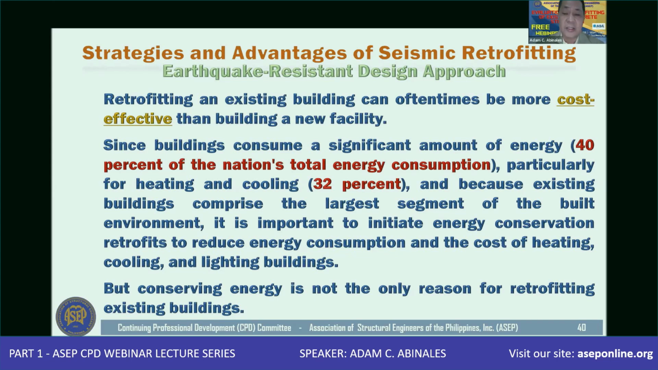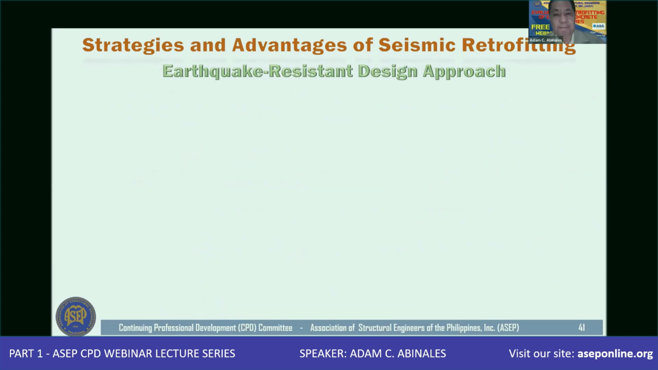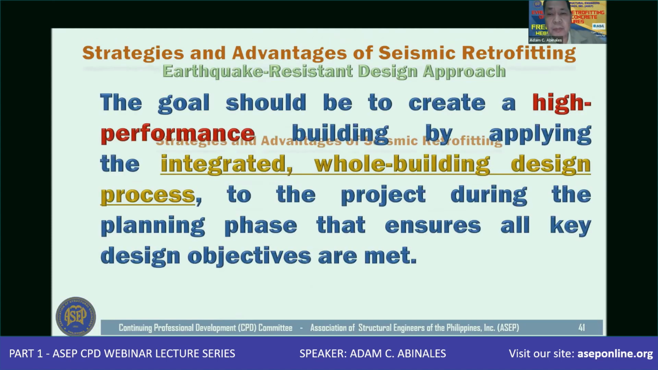But conserving energy is not the only reason for retrofitting existing buildings. Again, you have to consider the main aspect: why do we do retrofitting? That depends on the outcome of your detailed evaluation. So the goal should be to create a high-performance building by applying the integrated whole building design process to the project during the planning phase, which ensures all key design objectives are met.